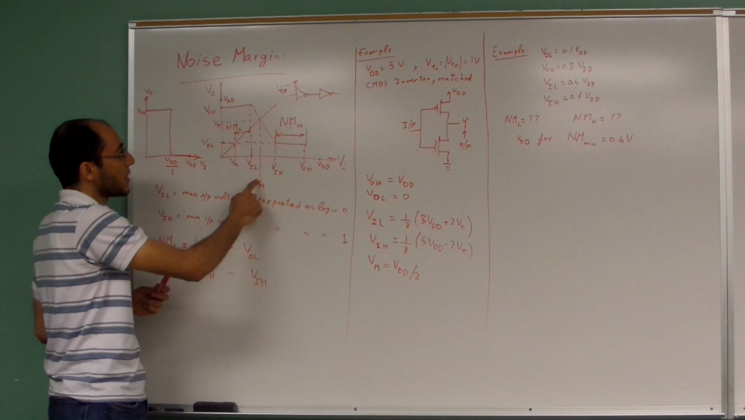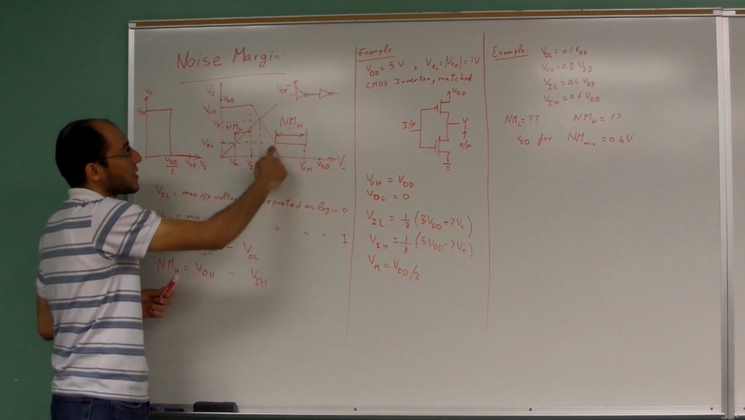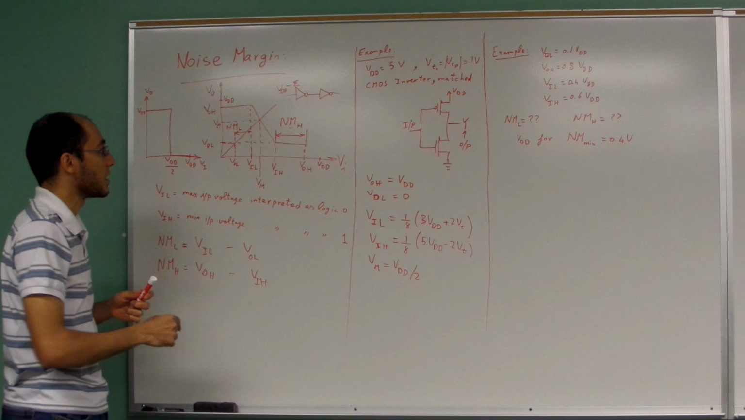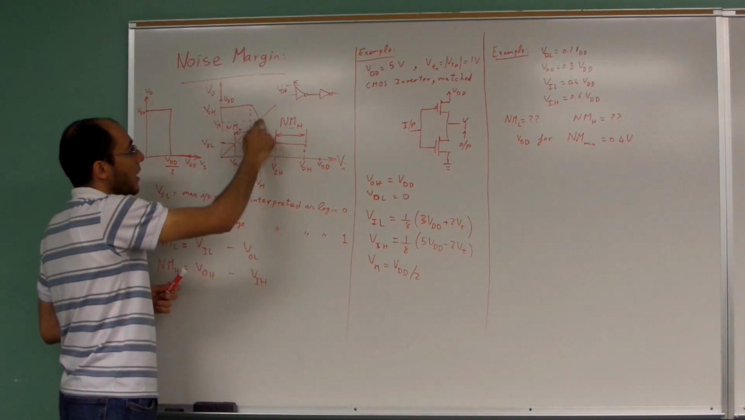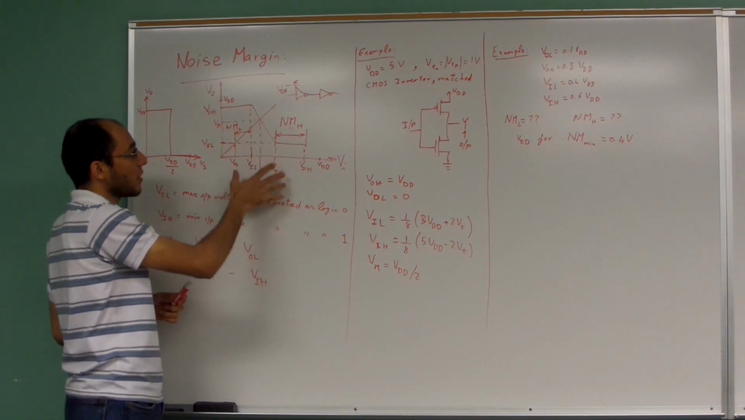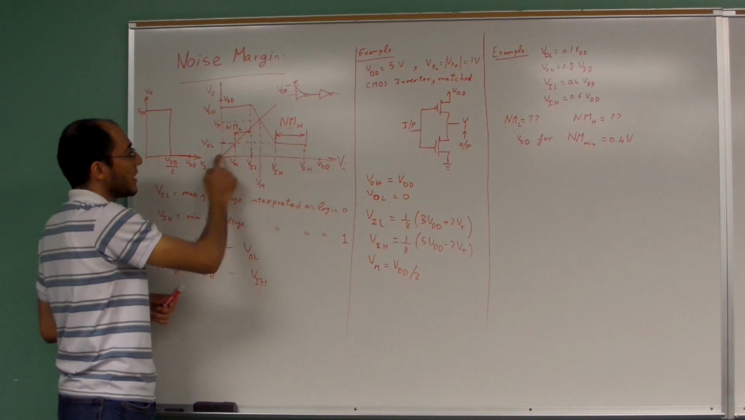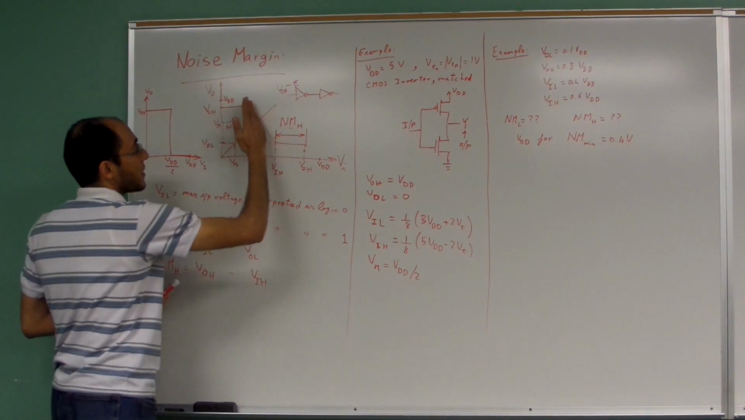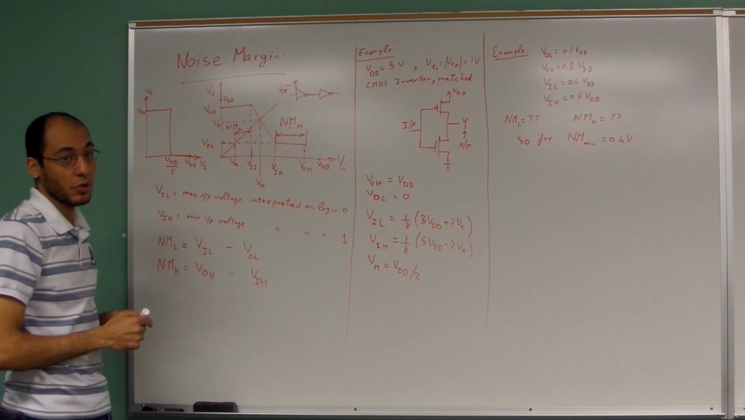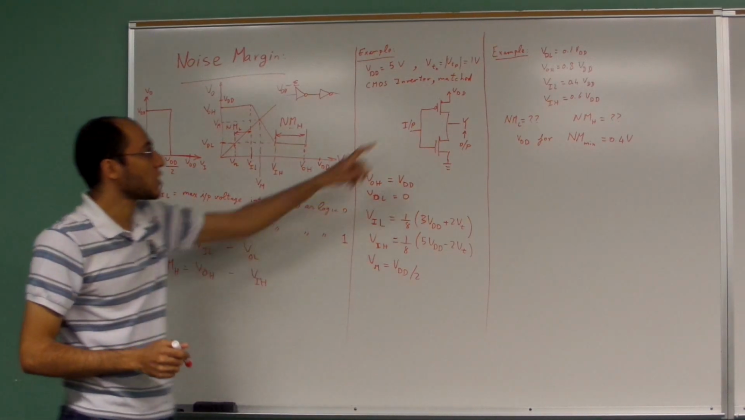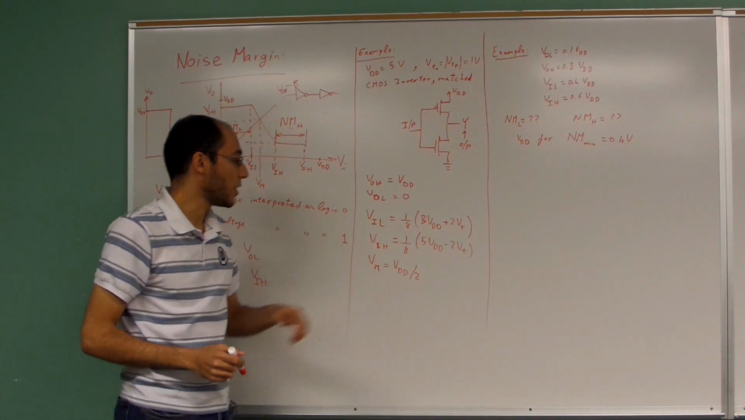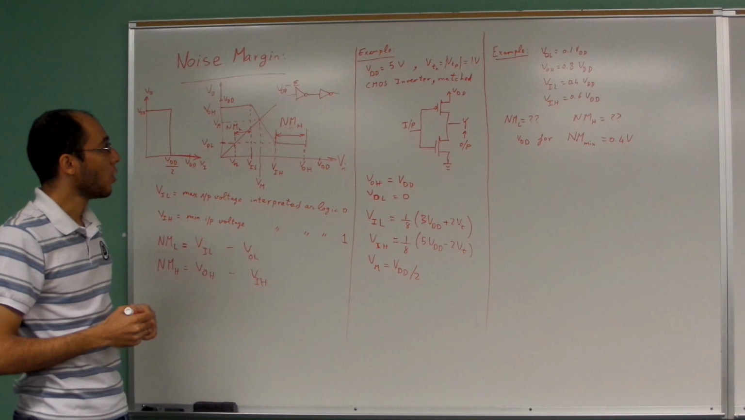The middle point is defined as the point that intersects the curve with a straight line that is 45 degrees. So it's the point that has Vm on the y-axis and Vm on the x-axis. In general, it does not have to be in the middle between VDD and 0. Perhaps this curve is shifted a little bit or shifted that way. In that case, Vm will not be equal to VDD over 2. But in the matched case, when these equations do hold, then Vm is going to be equal to VDD over 2.